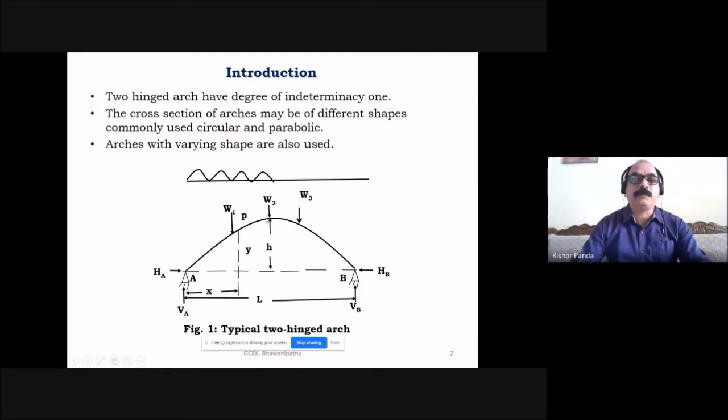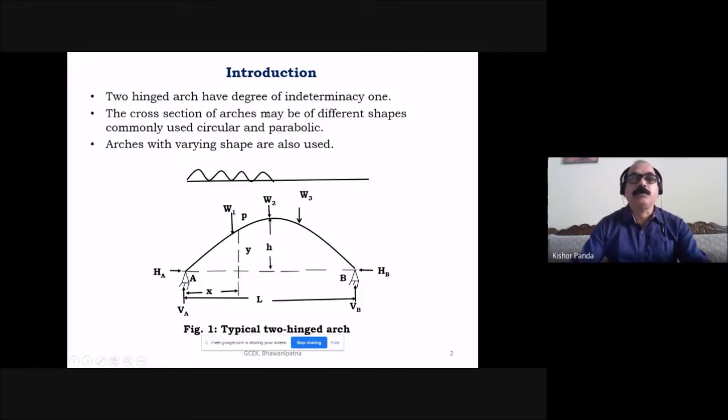The three hinge arch is a determinate structure, with one hinge at the crown. But in the case of two hinge arch, there are two hinges at the two supports. The third hinge is absent. At the crown there is no hinge in a two hinge arch; the hinges are present only at the two supports, A and B.